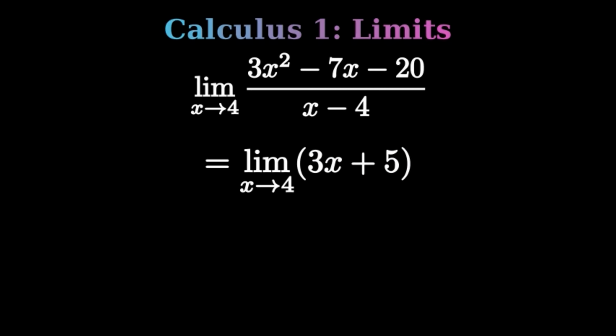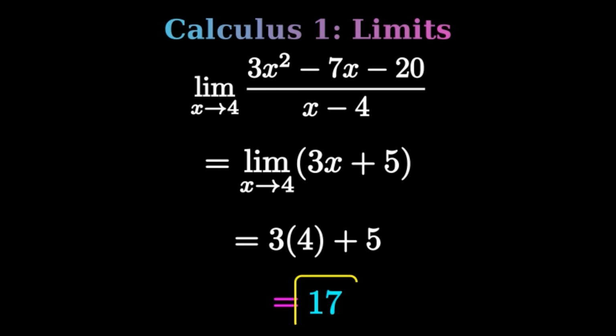Well, if we put that in place of the x, it's going to look like 3 times 4 plus 5. Well, 3 times 4 is 12, plus 5 is going to give us 17. And that's the final answer. So the limit as x approaches 4 of 3x squared minus 7x minus 20 over x minus 4 is 17.